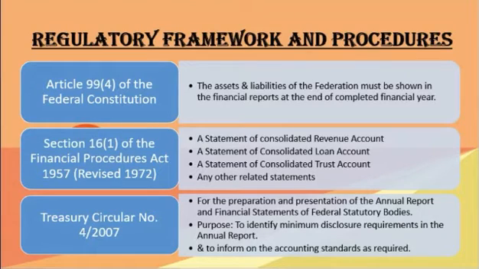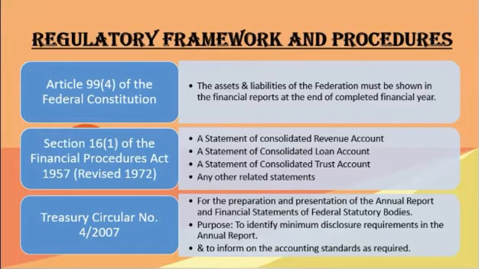The assets and liabilities of the Federation must be shown in the financial report at the end of completed financial year. Second is Section 16(1) of the Financial Procedures Act 1957, revised 1972. After the end of every financial year, the financial authority shall prepare in respect of that year a statement of consolidated revenue account, loan account, and trust account, and also any other related statement.